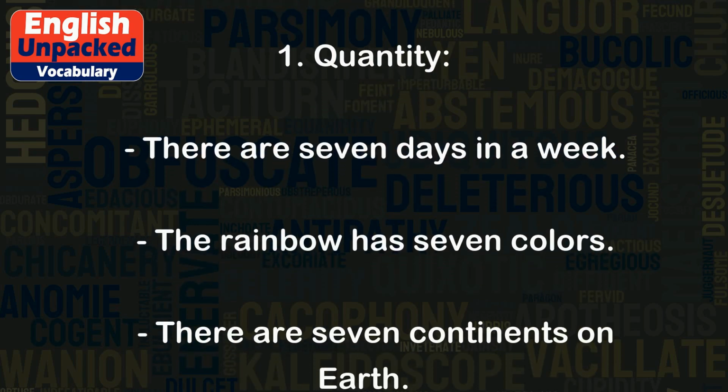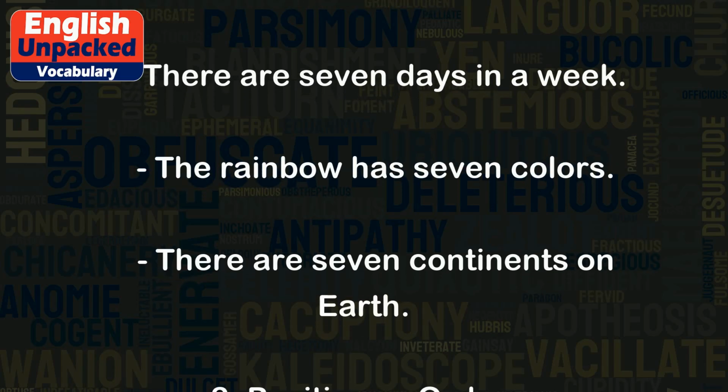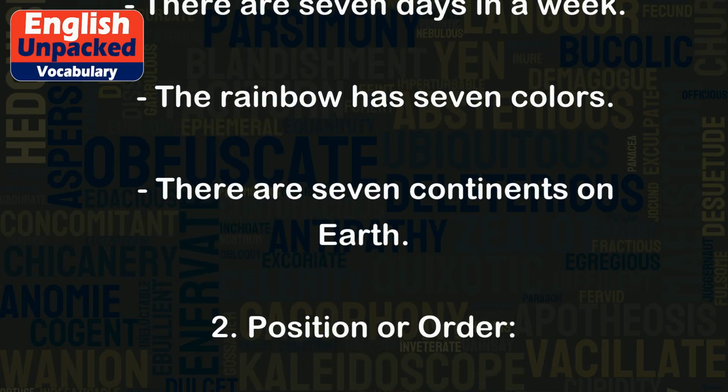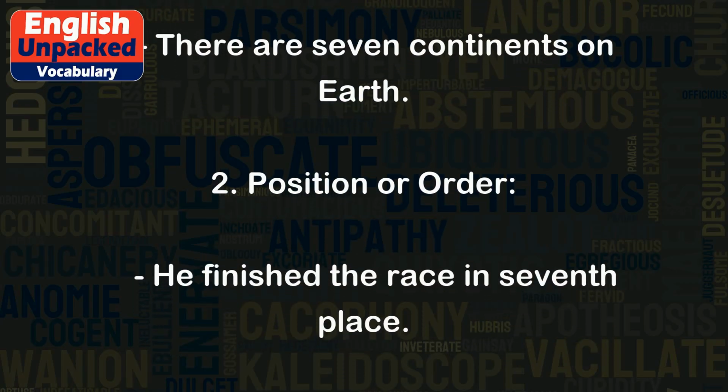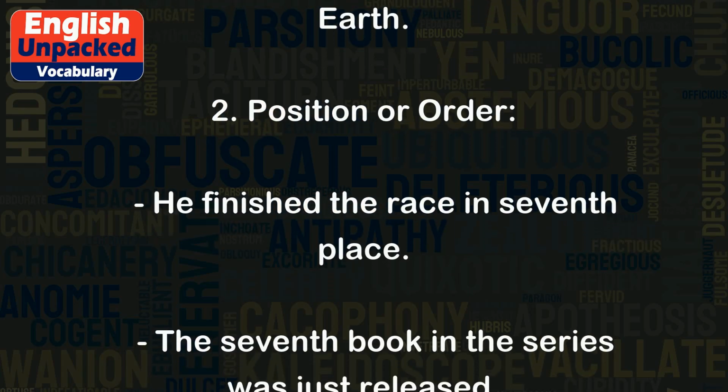Here are some examples of how 7 can be used. 1. Quantity. There are 7 days in a week. The rainbow has 7 colors. There are 7 continents on Earth.